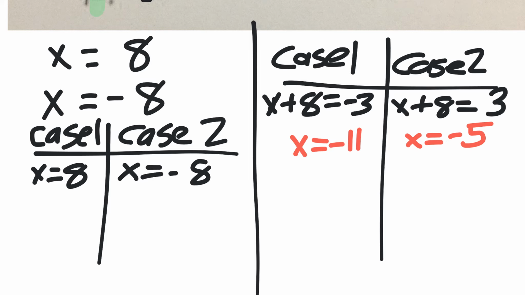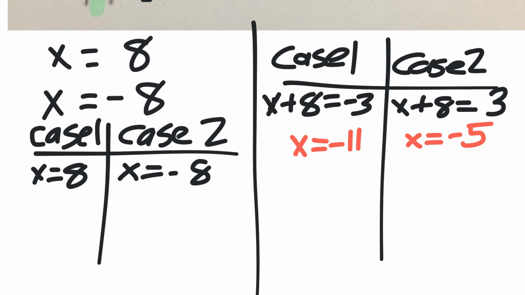So let's look at this first one. If I plug in an 8, the absolute value of 8 is 8. So that works. If I plug in negative 8, the absolute value of negative 8 is 8. So that one works. Looking here, plug in negative 11. Negative 11 plus 8 is negative 3. The absolute value of negative 3 is 3, not negative 3. Okay?